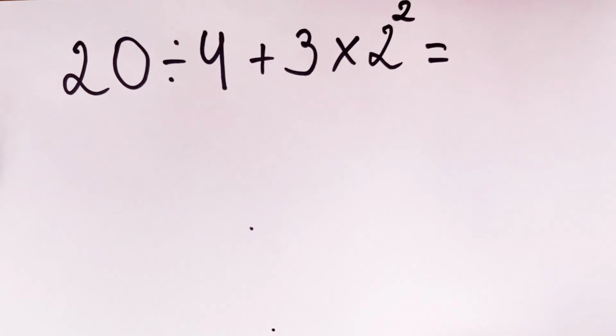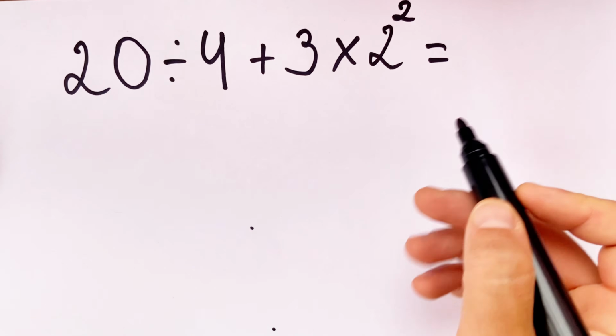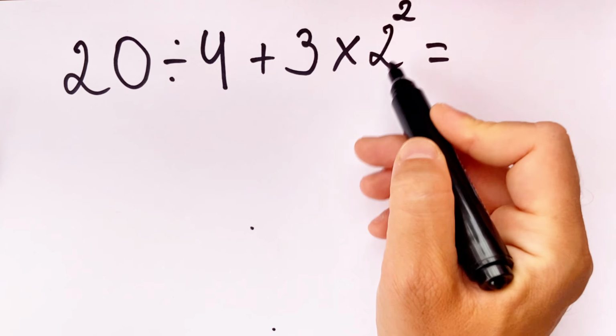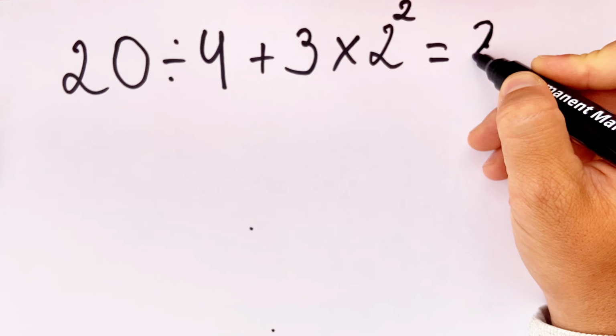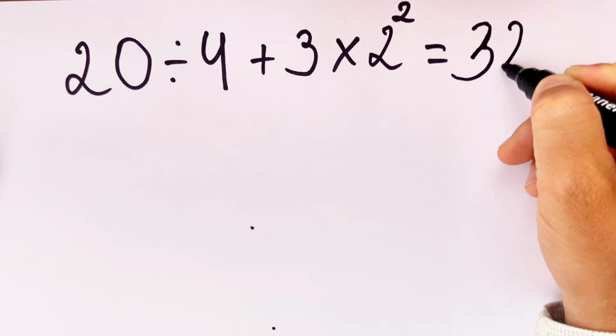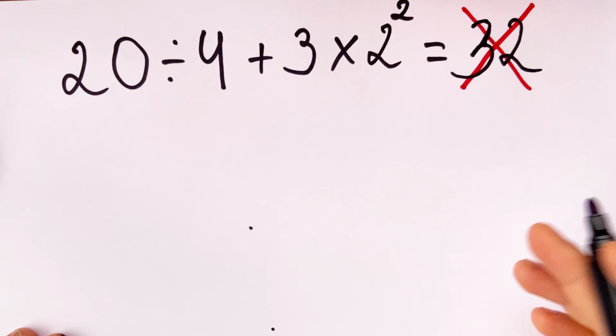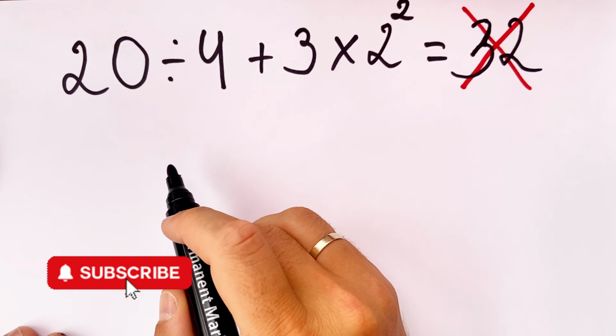Hello everyone. Today we're solving this equation. 20 divided by 4 plus 3 times 2 squared. Most people get 32, but the correct answer is 17. Let me show you exactly where the mistake happens, and then the right way to solve it.